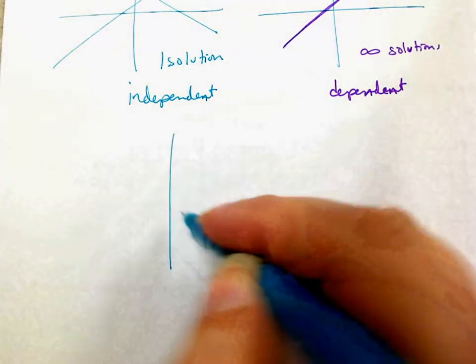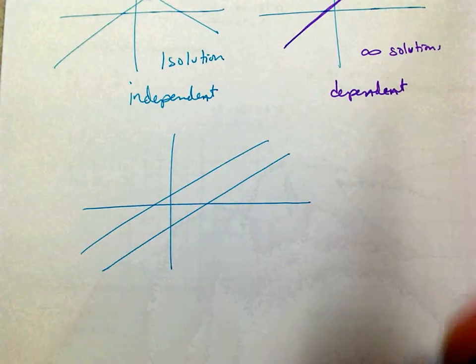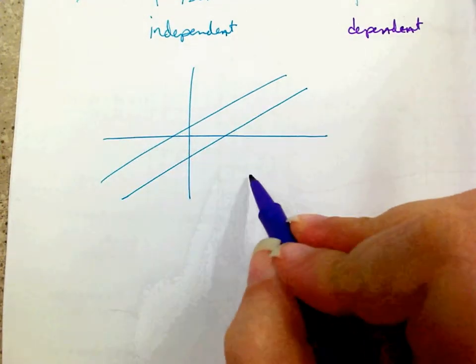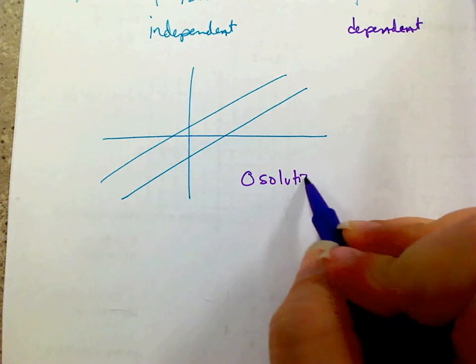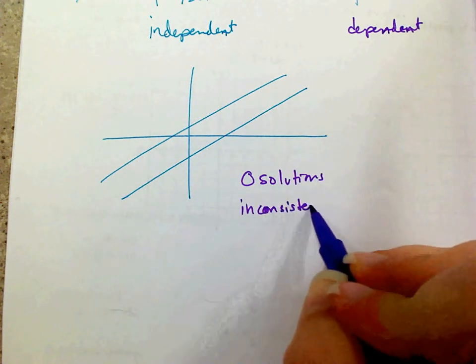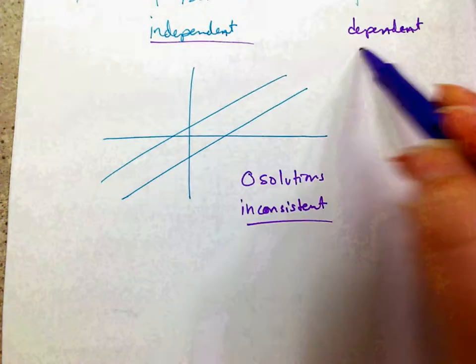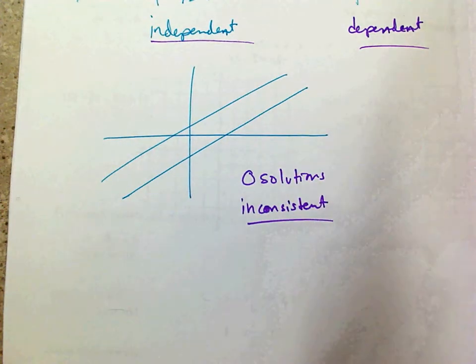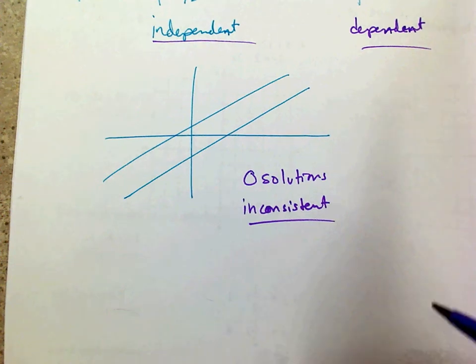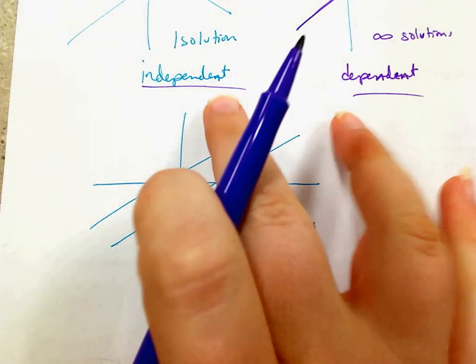Parallel lines. Okay, so if they're parallel but have a different y-intercept, then we would say there's how many solutions? 0 solutions, and we call them inconsistent. Are you going to have to remember these words? No, I'll say determine which one is independent, dependent, and inconsistent, but you have to remember which one goes with which, okay? Just remember that independent and dependent have answers.